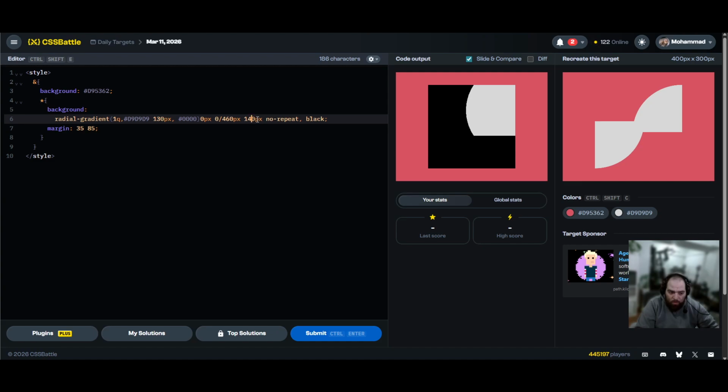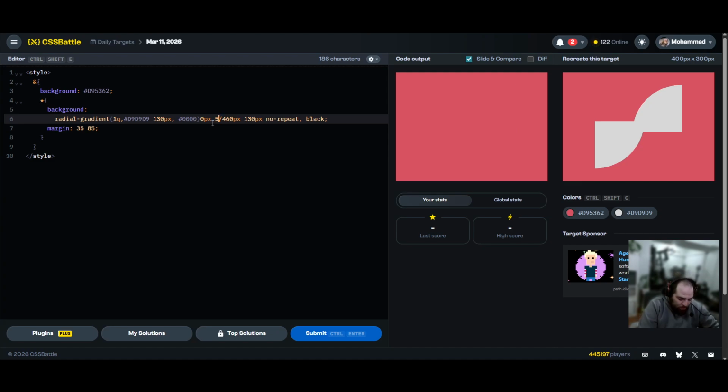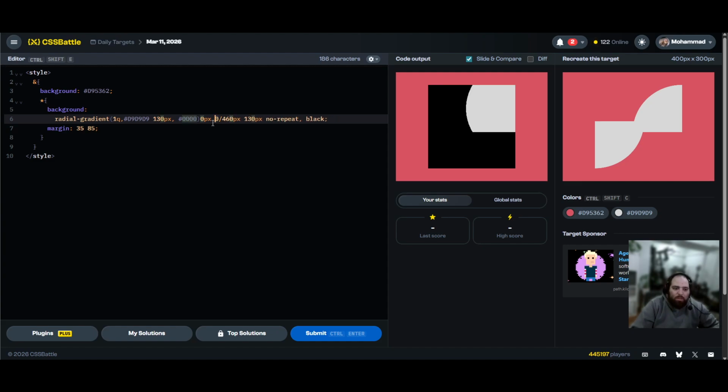140, 130. Okay, and now 460, 400. No. Hmm. And if I push down 50px, the whole thing goes down. Ugh, this is so annoying. Okay, my brain's not working. So 460 is what's shrinking it height-wise. It's cropping it, but I want to push it down.